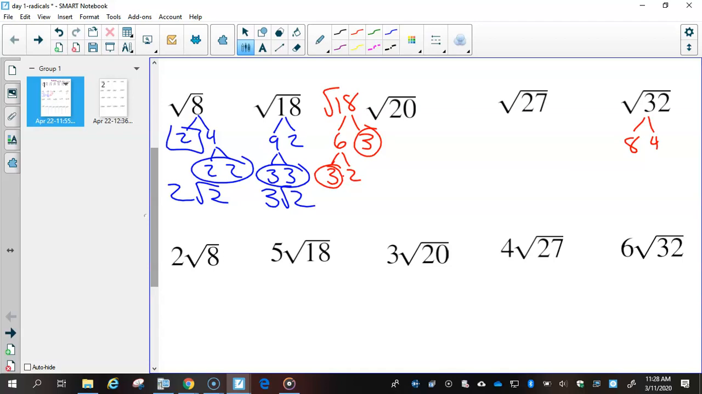Can you break down either one of these numbers? Yes. 4 and 8. How would you break down 8? 2 and 4. How would you break down 4? 2 and 2. Can you break down any of these numbers? 4 to what? 2 and 2. In this case, we have 2 pairs. That means they both come out. And there's 1 left inside.